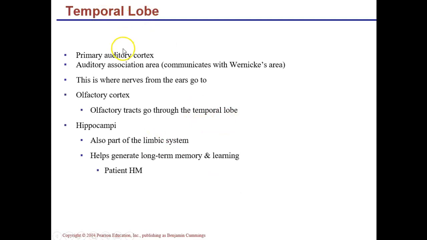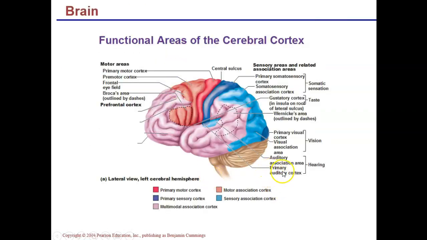The temporal lobe is going to have the primary auditory cortex and the auditory association area. Again, I talked about how the vestibulocochlear nerves from your ears will go into the temporal lobe. Here is the primary auditory cortex, right in this area. This is the area of your brain that's going to allow you to have a sense of different sounds. But that doesn't necessarily mean that you know what they mean.